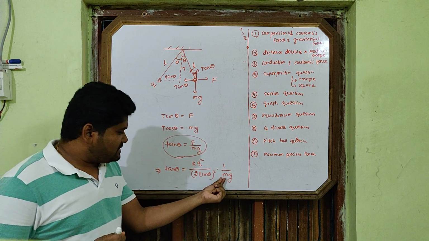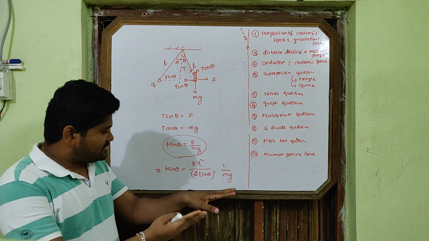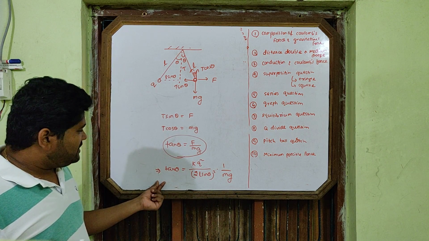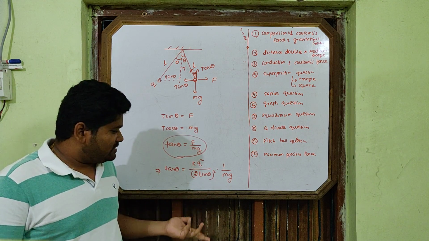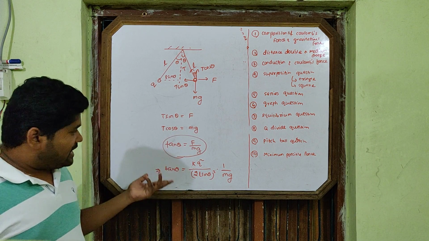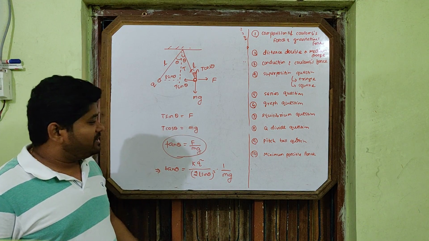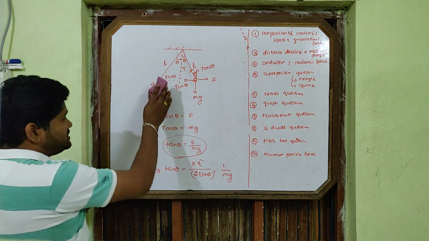From this expression, accordingly you can solve what is asked in the question. If it asks for the mass, you can take the mass to one side and the others to the other side. If it asks for the angle, you can find the angle. If it asks for the charge, you can find the magnitude of the charge. I just told you the concept to solve the pith ball question. This is for equal charges.